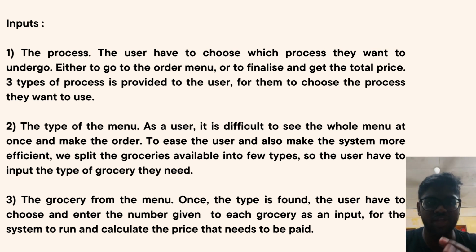The third input that we are about to provide the user is the grocery from the menu. Once they choose the type, it goes to the grocery in the menu. A whole menu of the grocery type they choose will be provided to them, so they can choose and input the number of the grocery product that's available in the menu.